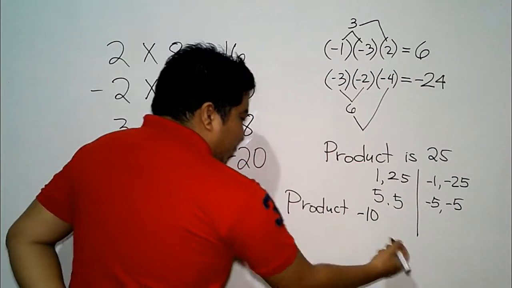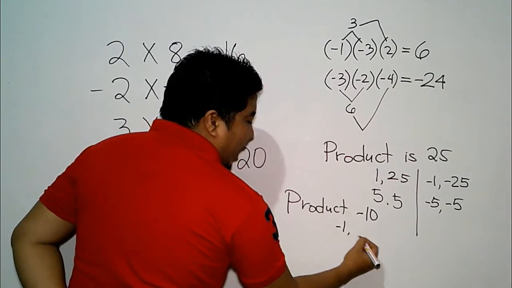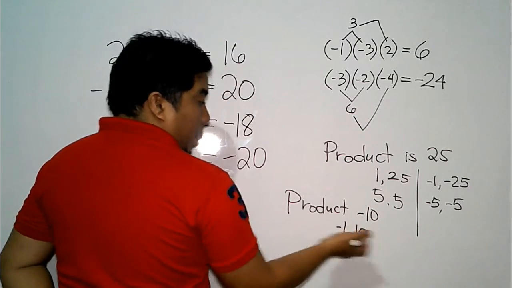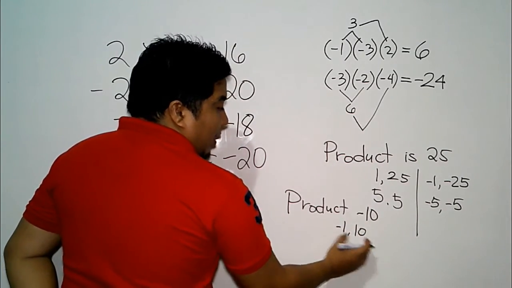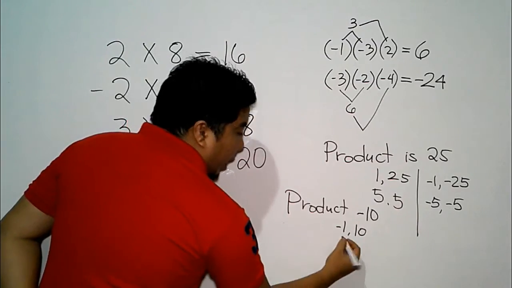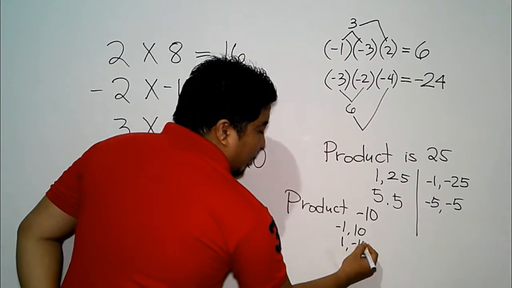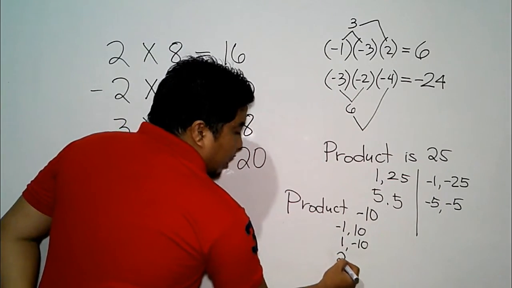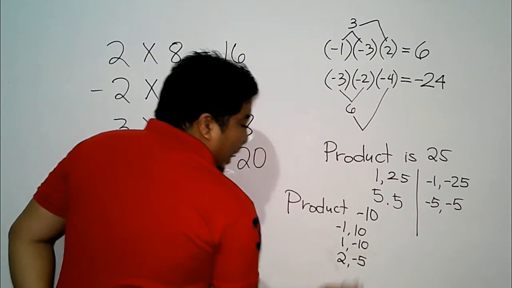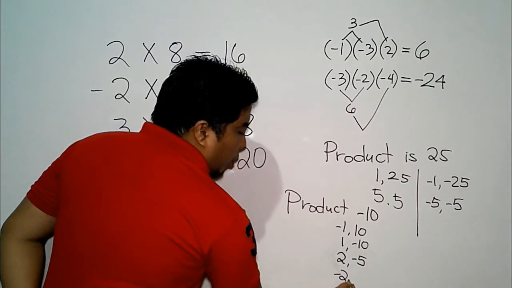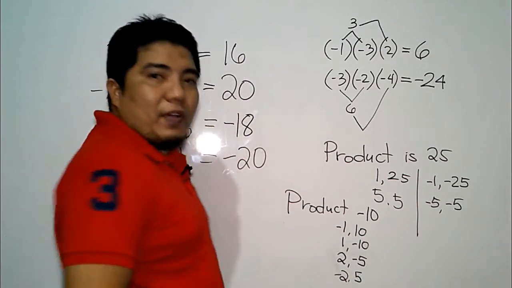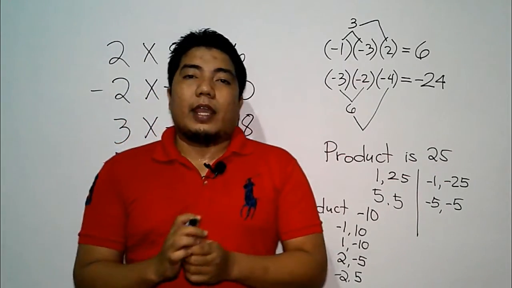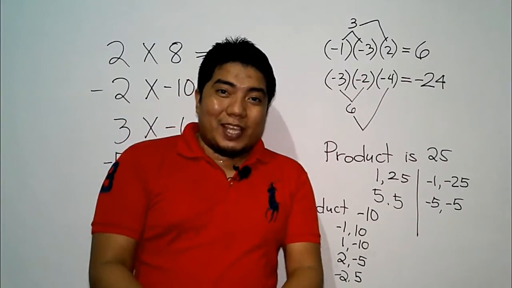Okay, so for the factors of 10, we have negative 1 and positive 10. That's one pair of factors, because negative 1 times 10 is negative 10. We can also make positive 1 and negative 10 because that is still negative 10. We also have positive 2 and negative 5. And finally, we have negative 2 and positive 5. So these are all the factors for our negative 10. Okay? So very easy, right?